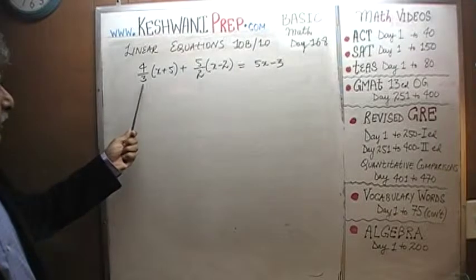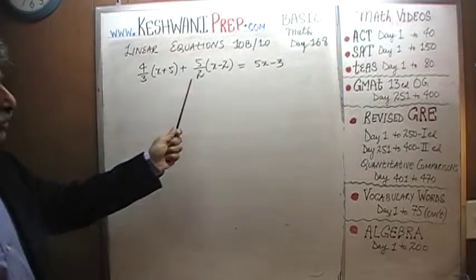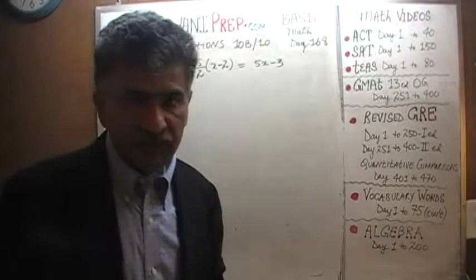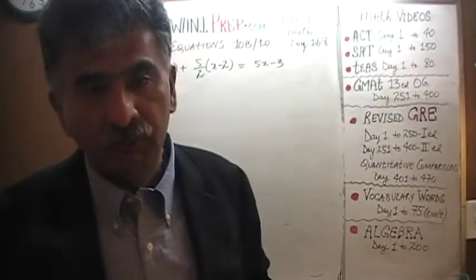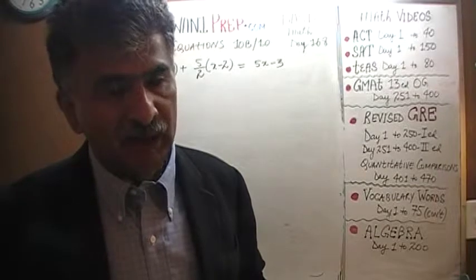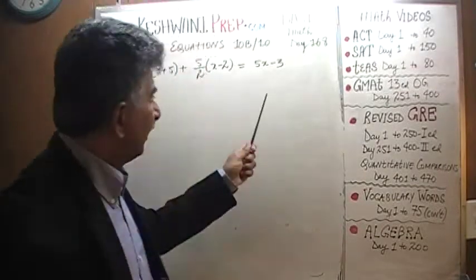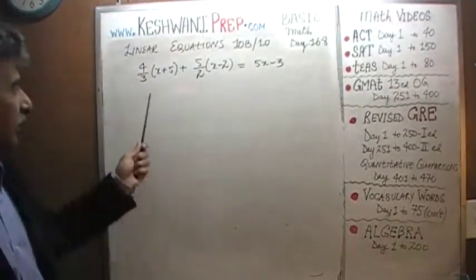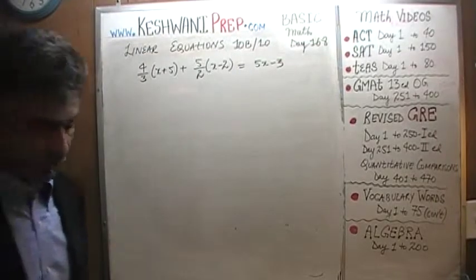Well, first thing we have to tackle is to get rid of these denominators. Here we see a 3 and a 2. The smallest number that we can think of that is a multiple of both 3 and 2 is 6. The least common multiple here is 6. If we multiply this entire equation by 6, we can get rid of the 3 from the bottom. We can get rid of this 2 from the bottom. So let's do that, shall we?